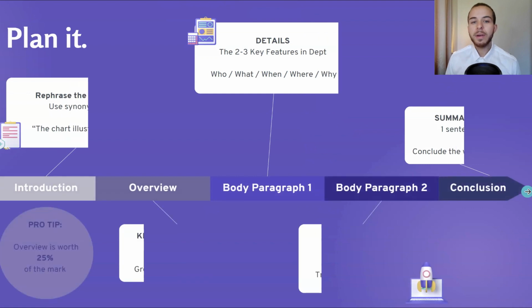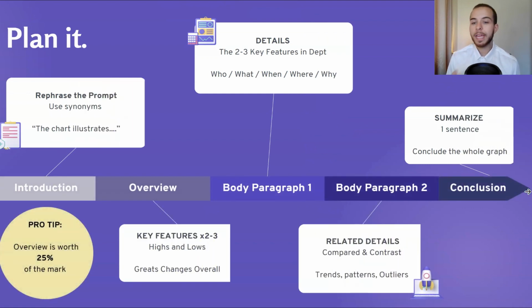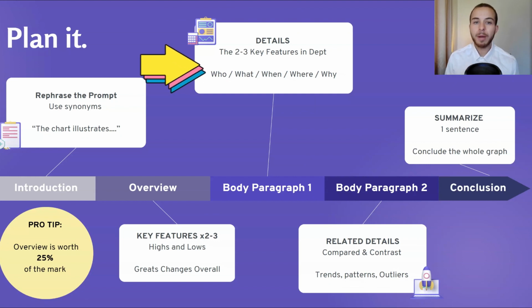All right, then we get into our body paragraph 1 and 2. They are short paragraphs because you only have 150 words. Body paragraph 1. Go in depth about the 2 to 3 key features. So here is where you get to tell the examiner exactly what happened. Who, what, when, where, why. Simple format, but you'll never forget these 5 W's.